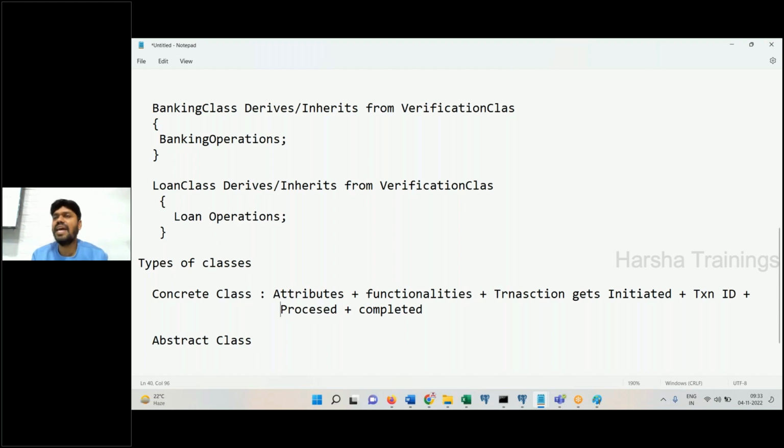Yes or no? In a happy path. Yes or no? That's what I have written here. So you don't need to bother even about this processing and completed and all. Generally, attributes will be there, functionalities will be there in a class, that you know.